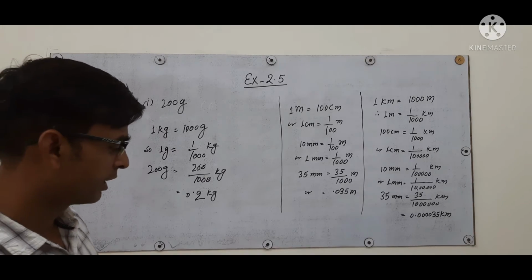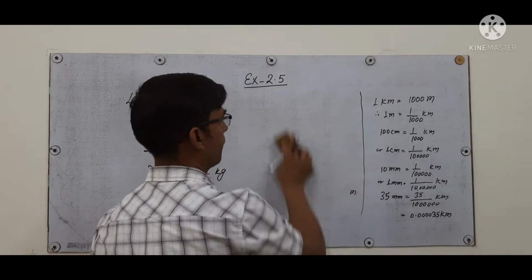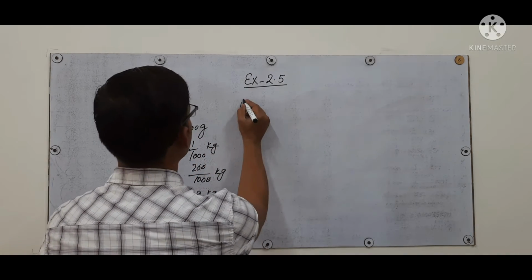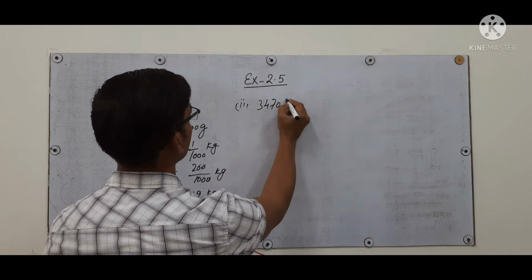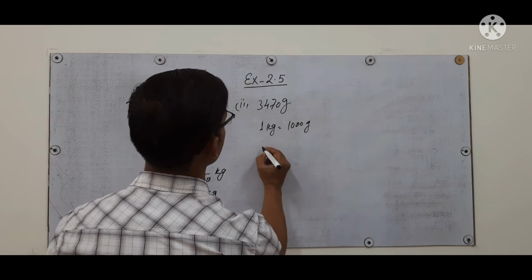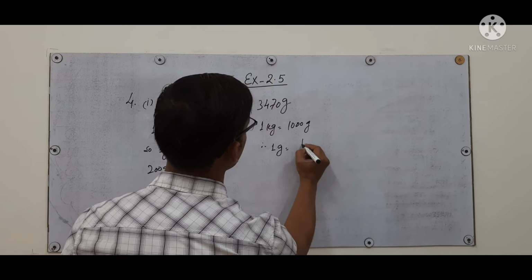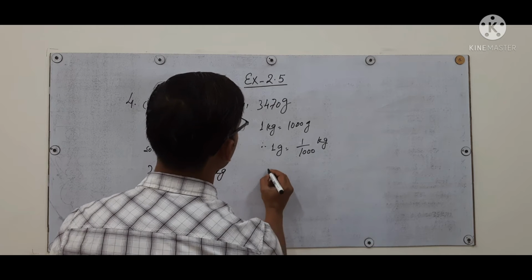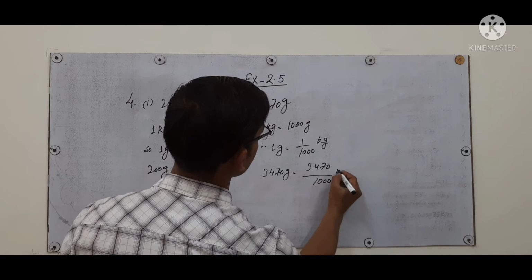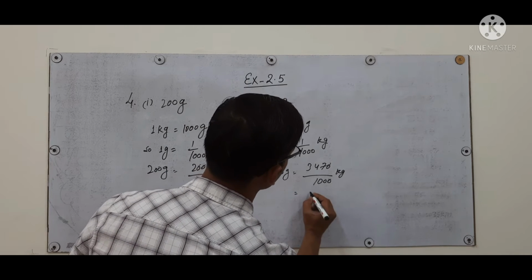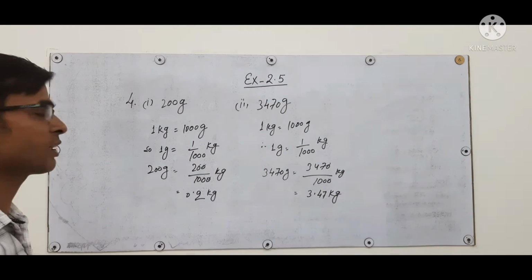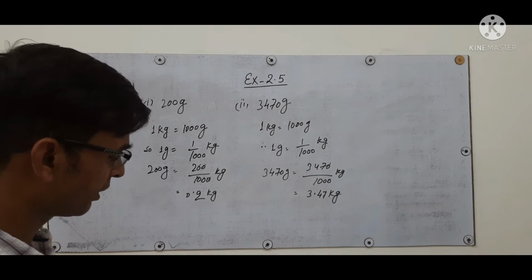Now we will proceed to solve its second part. Part second is also very easy. Part second is 3470 grams. We all know that 1 kg is equal to 1000 grams. Therefore 1 gram will be equal to 1 upon 1000 kg, and we have to find the value of 3470 grams. So it will be 3470 upon 1000 kg. And what will it be? Yes, correct. It will be 3.47 kg. So 3470 grams will be 3.47 kg.